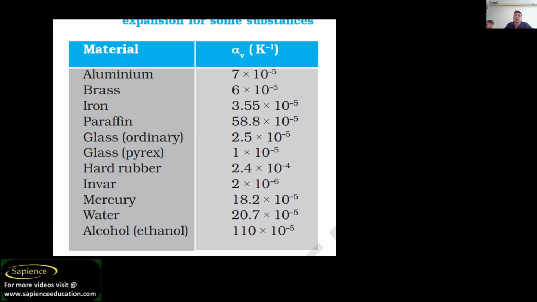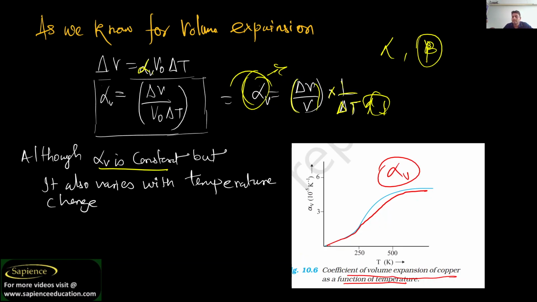So here you can see the volumetric expansion of aluminum. The coefficient of volumetric expansion for aluminum is 7 into 10 power minus 5 per Kelvin. Brass, iron, paraffin, glass. So it is more in alcohol, less in aluminum. I hope you have understood this. So for now it's okay, and I will solve numericals in separate videos.